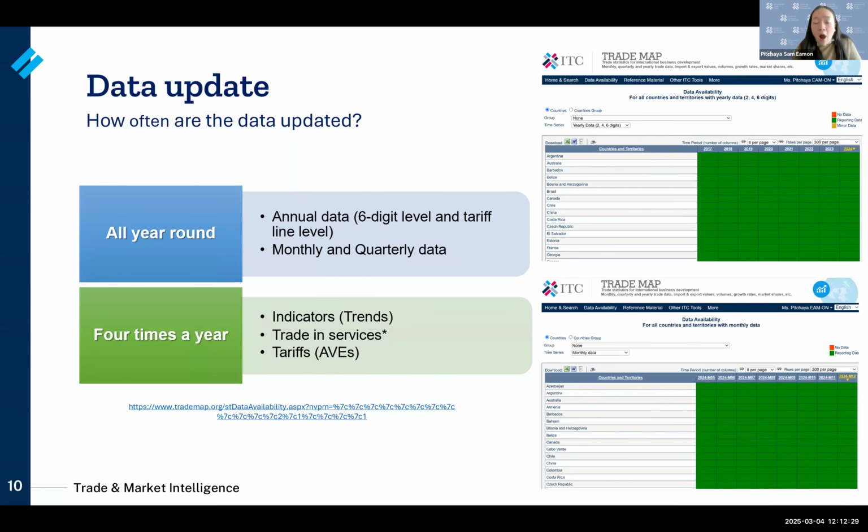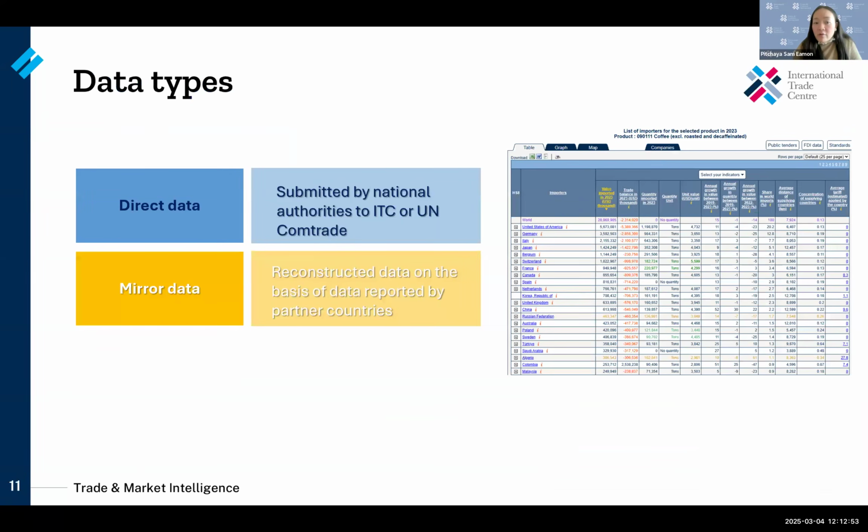So the heart of this particular slide is to tell you that whenever we receive trade statistics from a country, we update them into the system. So data is consistently updated. Of course, we don't have the trade statistics for all countries, but for those who reported the data, we have over 180 countries. We are able to use what's called mirror statistics to complement the missing trade statistics.